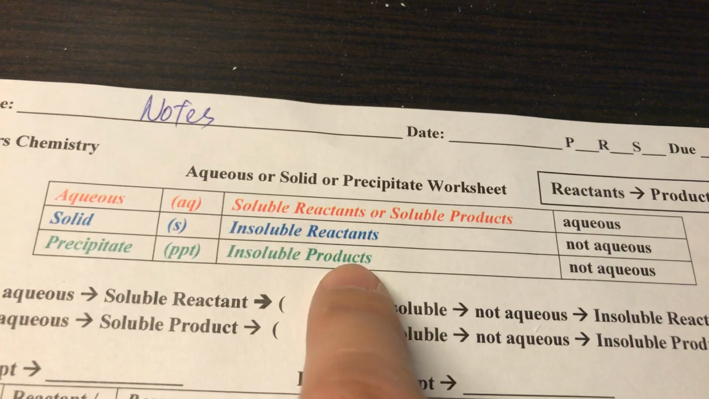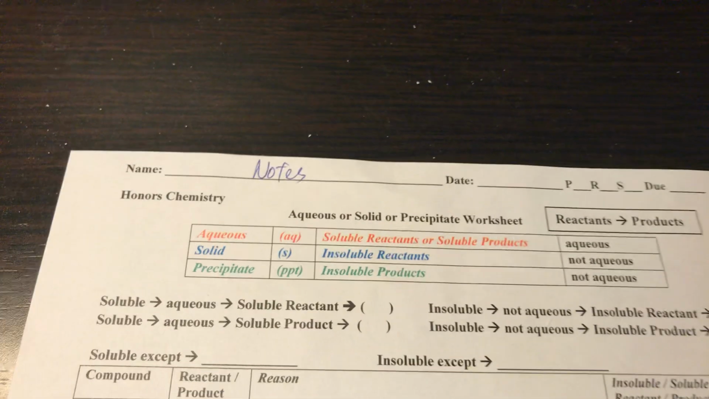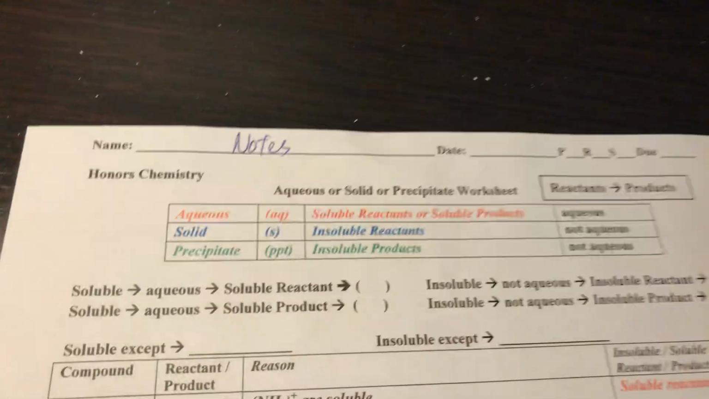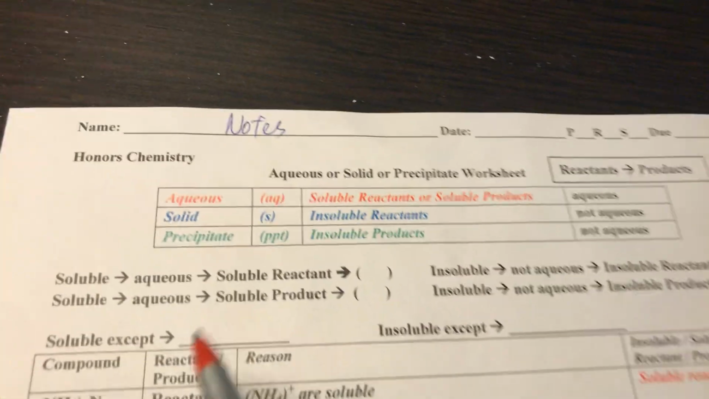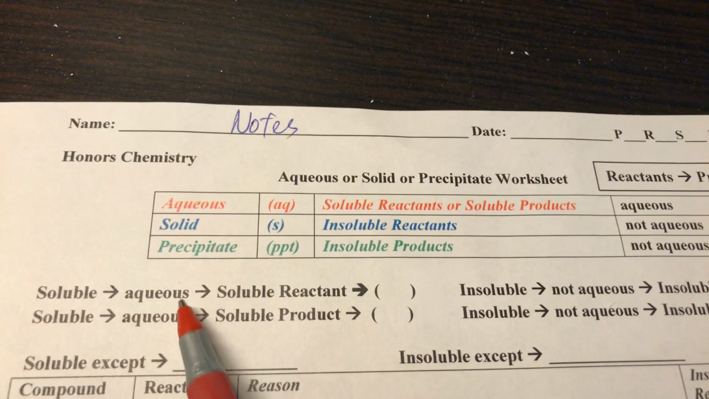If it's an insoluble product, it will be PPT. And they are both not aqueous, meaning that they cannot be separated into charges. Okay, so let's turn around and look at the question the other way. If it's soluble, we say that it's aqueous.